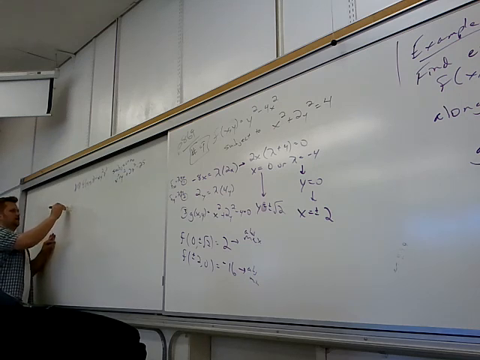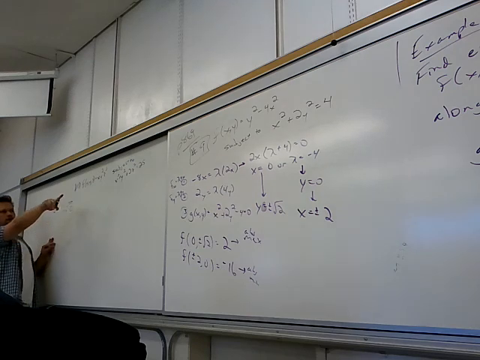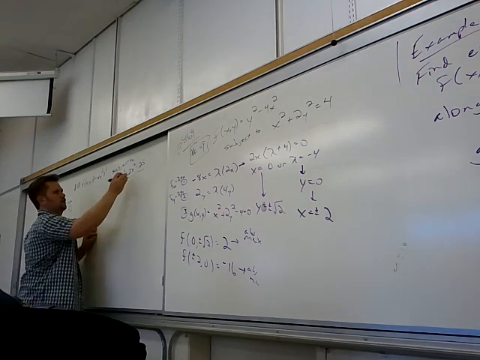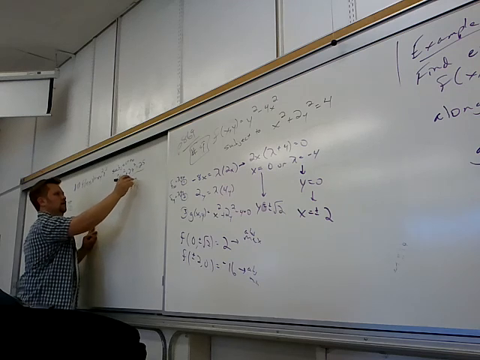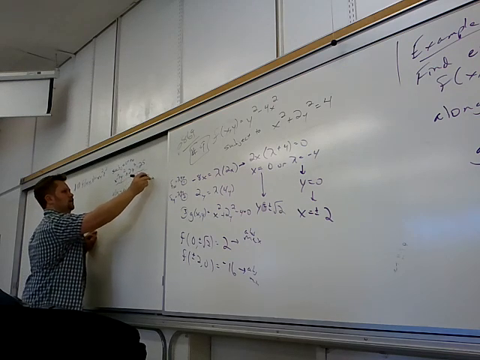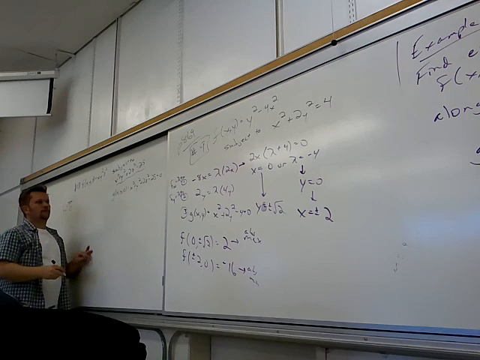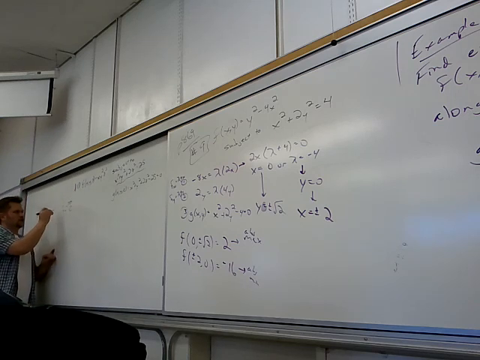So what's my fx equals lambda gx? I'm going to leave you 2. My gx, gy, gz is going to be x, y, z... minus 25. So that's going to be my fourth equation.